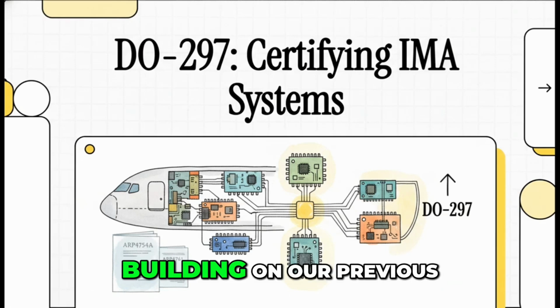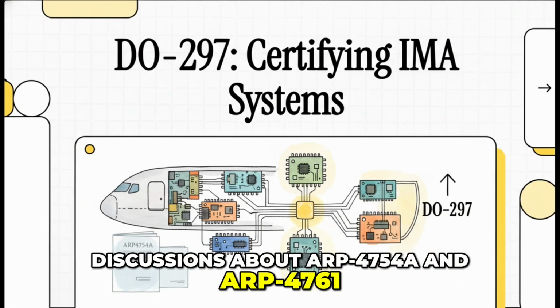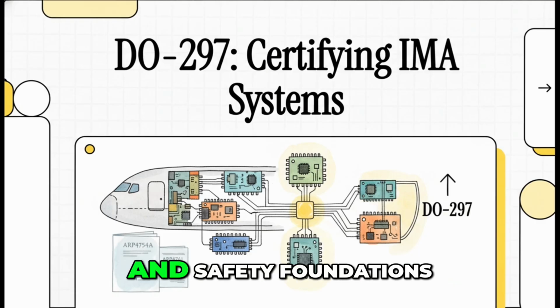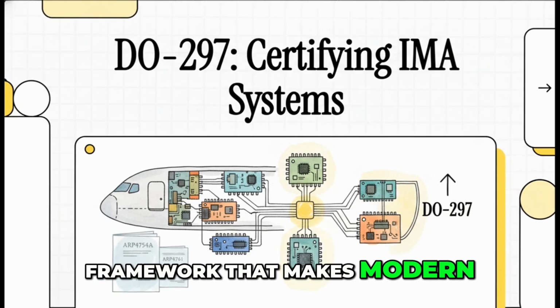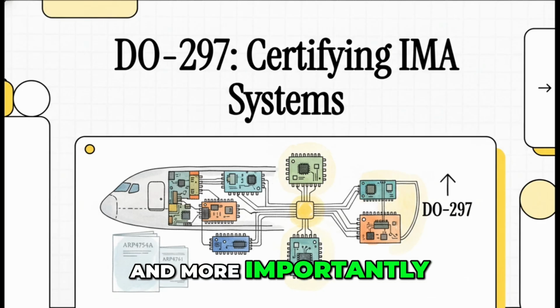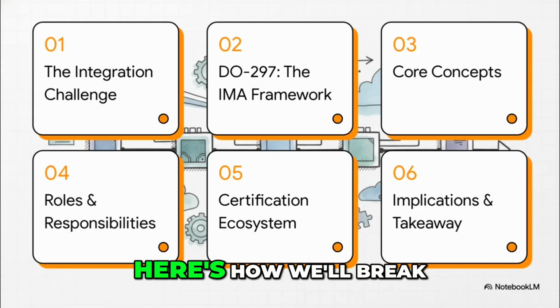All right, so building on our previous discussions about ARP 4754A and ARP 4761, which set our system and safety foundations, we're now going to dive into the architectural framework that makes modern avionics possible and, more importantly, certifiable. We're talking about DO 297. Here's how we'll break it down.